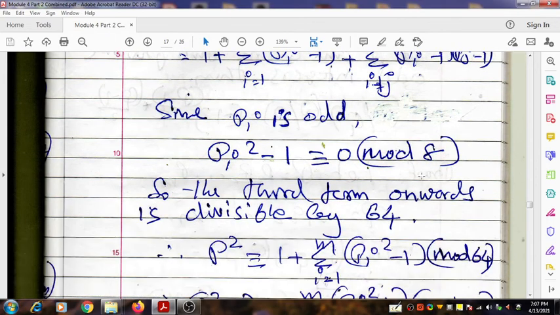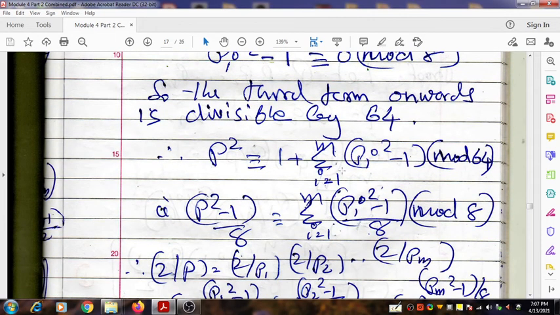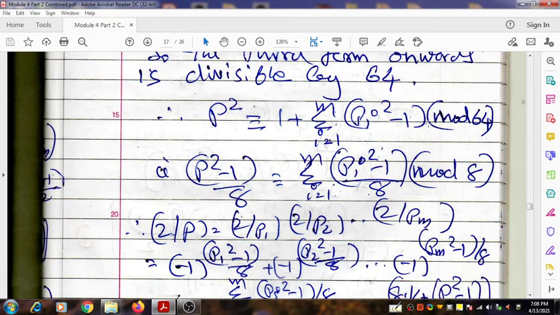Therefore, you can write that p squared is congruent to 1 plus the summation of the first and second terms, the summation from i equal to 1 to m of p_i squared minus 1, mod 64. It is mod 64, that is 8 into 8, 8 squared. Now let's divide both sides by 8. But before that, we transfer 1 to the left side. Then p squared minus 1, after we divide both sides by 8, is congruent to the summation from i equal to 1 to m of (p_i squared minus 1) divided by 8, mod 8.